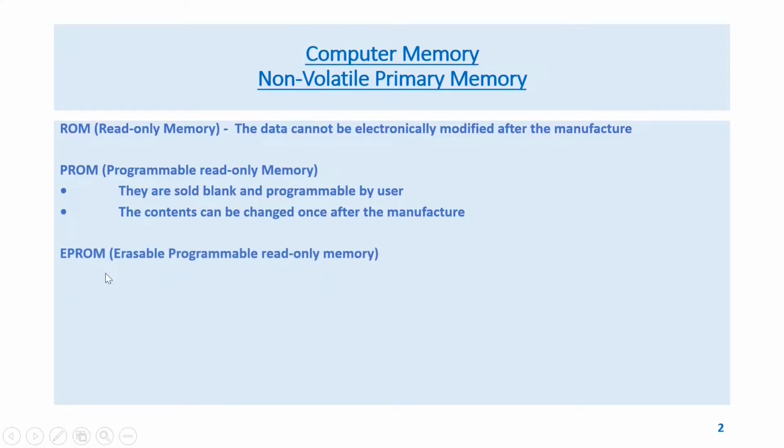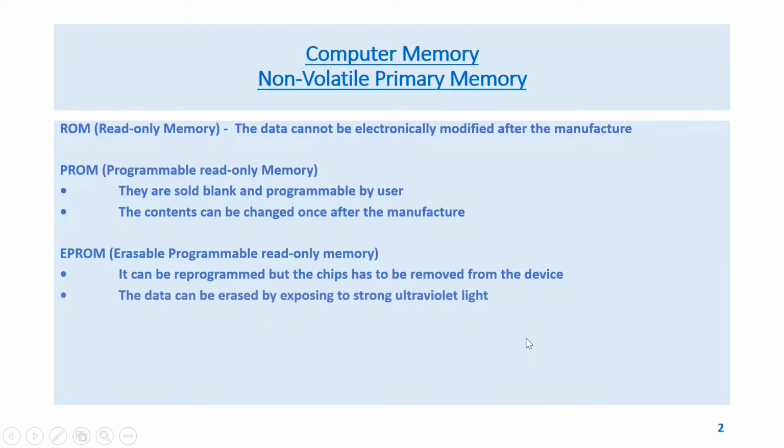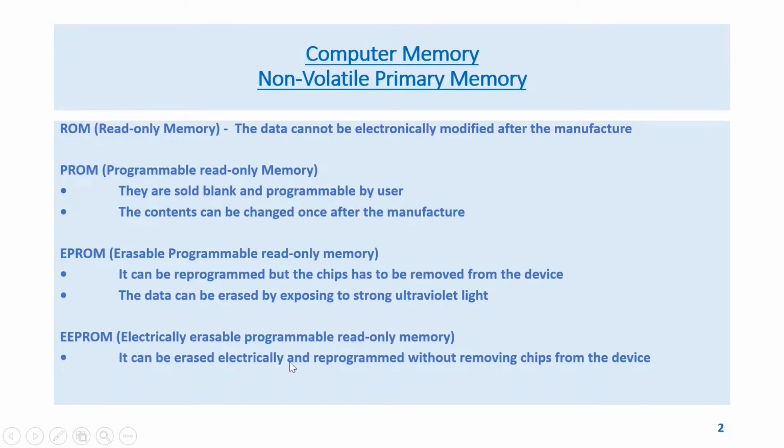And EPROM, erasable programmable read-only memory. It can be reprogrammed, but the chip has to be removed from the device. The data can be erased by exposing it to strong ultraviolet light. In case of EEPROM, that is electrically erasable programmable read-only memory, it can be erased electrically and reprogrammed without removing the chip from the device. And it can be erased a certain number of times.